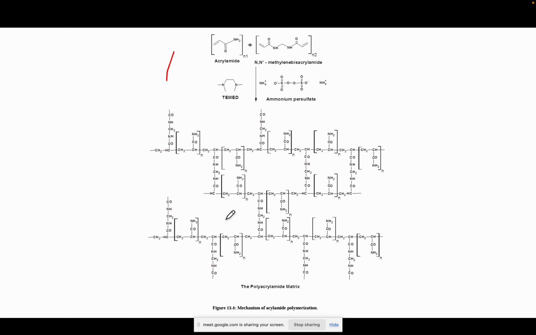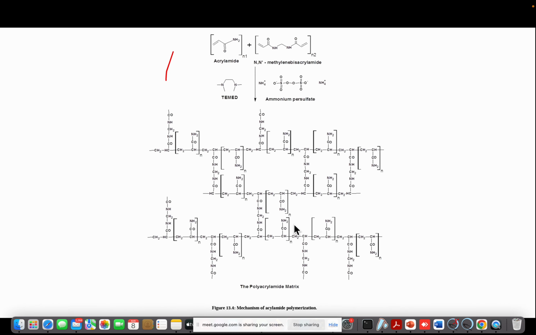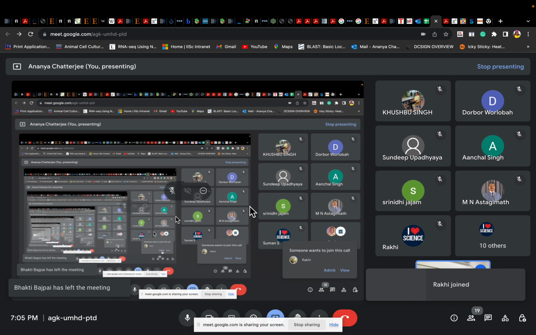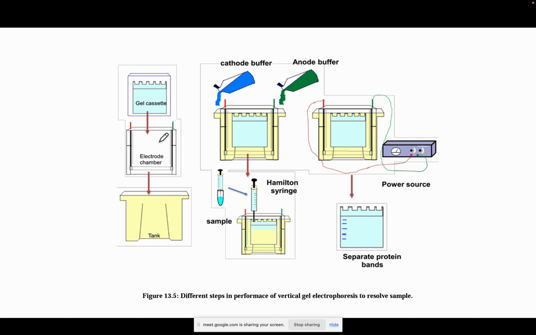After this, the polyacrylamide matrix will be formed, and it will form a 3D gel. If you just visualize it like this, it will form this polyacrylamide gel. During formation of this 3D gel, there will be pores. This is a pore, this is a pore. It will be based on the percentage of your acrylamide. So this will be the gel cassette.